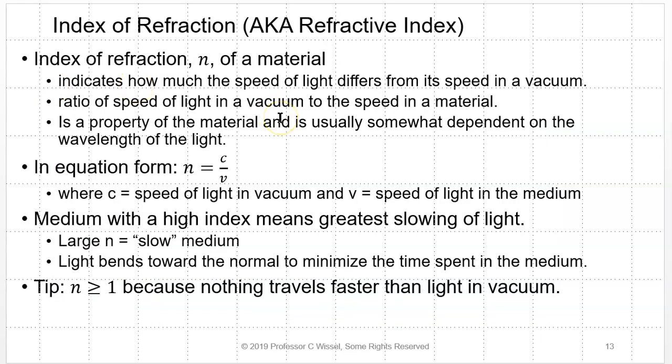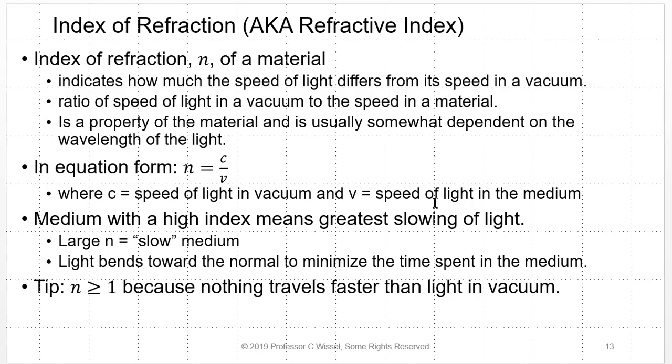So the index of refraction, given the symbol n of a material, indicates how much the speed of light differs from its speed in vacuum. It's a ratio of the speed of light in vacuum to the speed in the material. It's a property of the material and also dependent on the wavelength of light in most cases. In equation form, n is c over v. c is the speed of light in vacuum. That's 3 times 10 to the 8 meters per second. v is the speed of light in the medium.